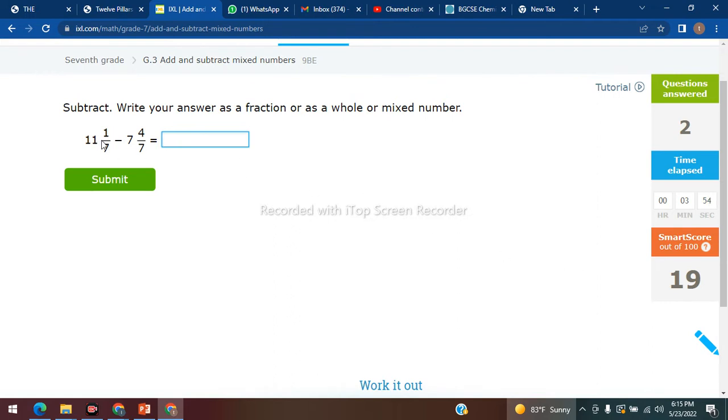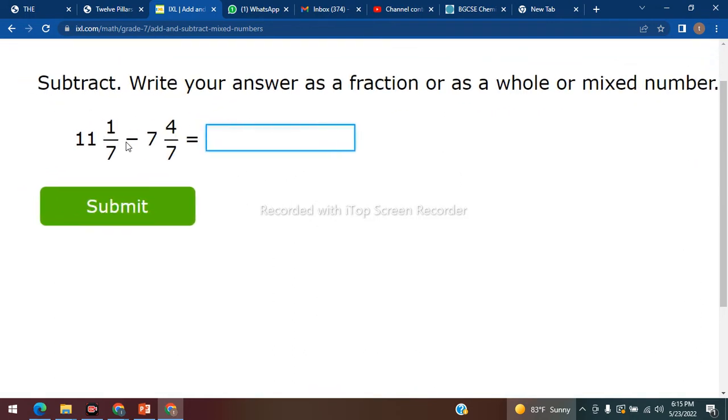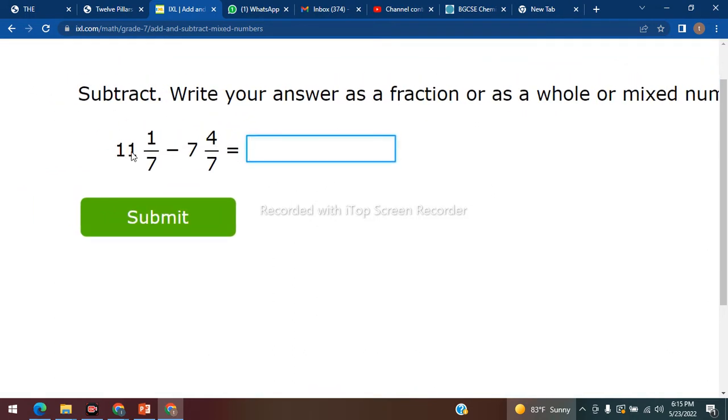All right, what are we gonna do here? Subtraction, right? So we're gonna subtract the whole numbers. 11 minus 7 is what? 3. No, man. 11 minus 7. 4. Oh, shoot, 4.